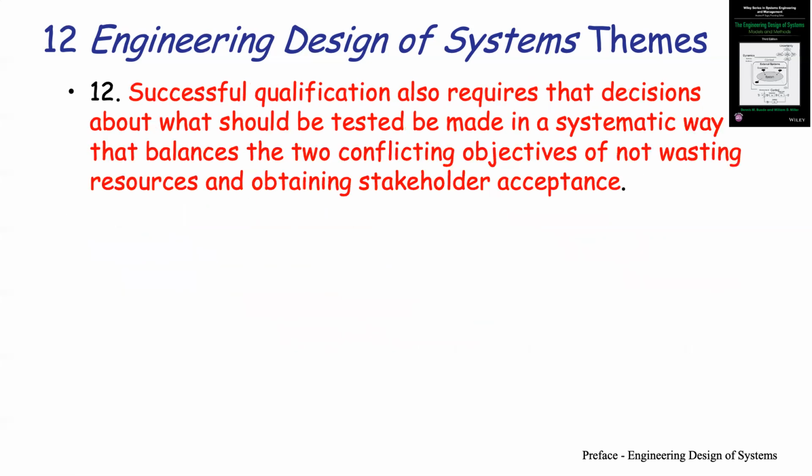And finally, successful qualification also requires that decisions about what should be tested be made in a systematic way that balances the two conflicting objectives of not wasting resources and yet obtaining stakeholder acceptance. So you want to be working with your stakeholders, but you also want to be efficient with your resources. And so that can be a bit of a challenge.